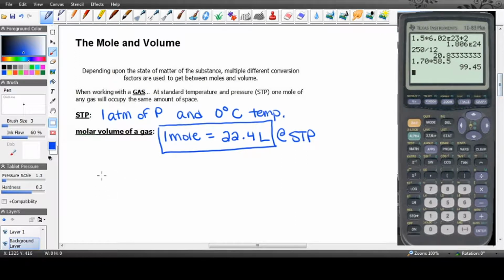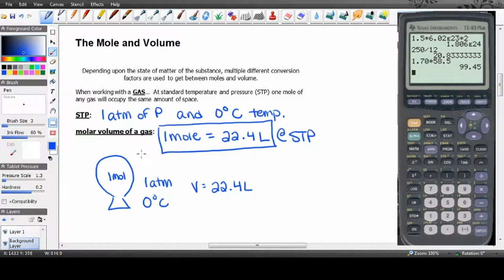Okay, so if I have a balloon with 1 mole of gas in it, any gas, it doesn't matter what it is, and this balloon is at 0 degrees Celsius and 1 atmosphere of pressure, the volume of this balloon will be 22.4 liters. But again, if you were to heat it up, its volume would get bigger.